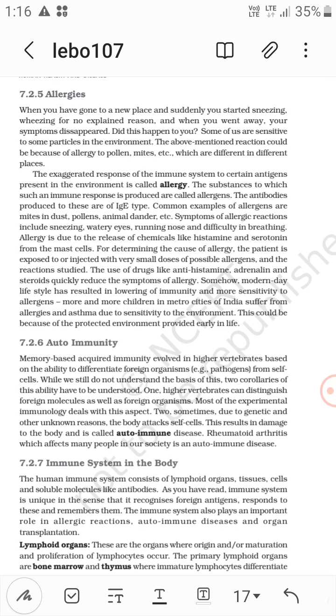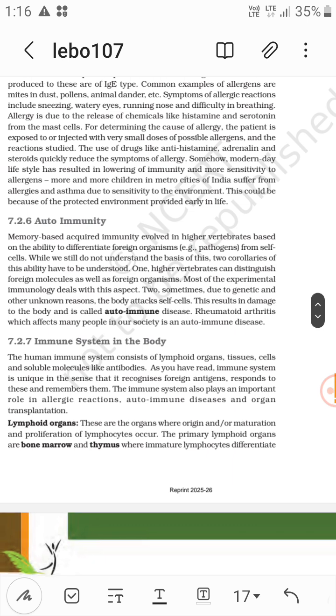This is it. Now, autoimmunity. Memory based acquired immunity evolved in higher vertebrates. So this autoimmunity evolved in higher vertebrates based on the ability to differentiate foreign organisms from self cells. Foreign organisms, these are the pathogens, right? While we still do not understand the basis of this, two corollaries of this ability have been understood. One, higher vertebrates can distinguish foreign molecules as well as foreign organisms. Most of experimental immunology deals with this aspect.